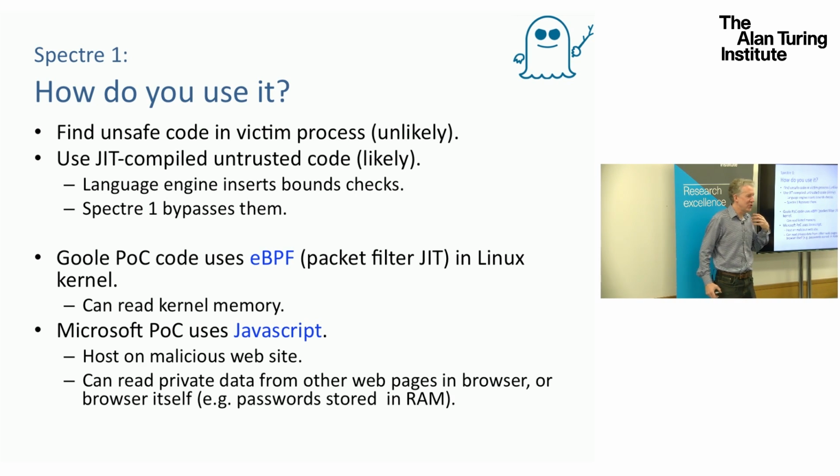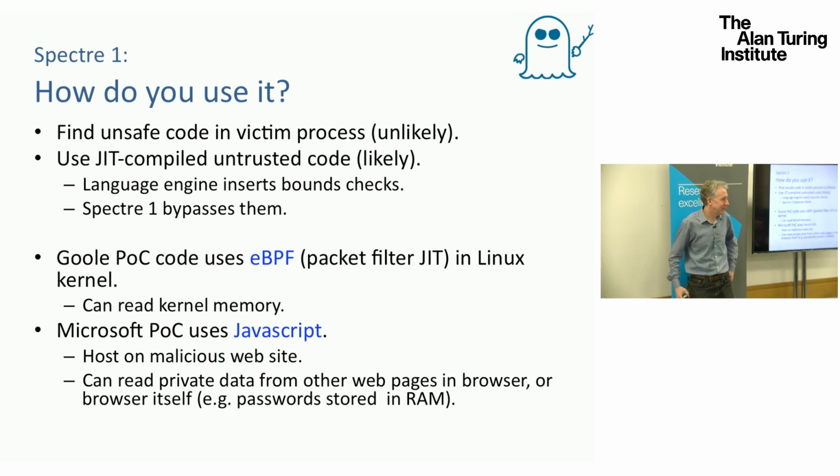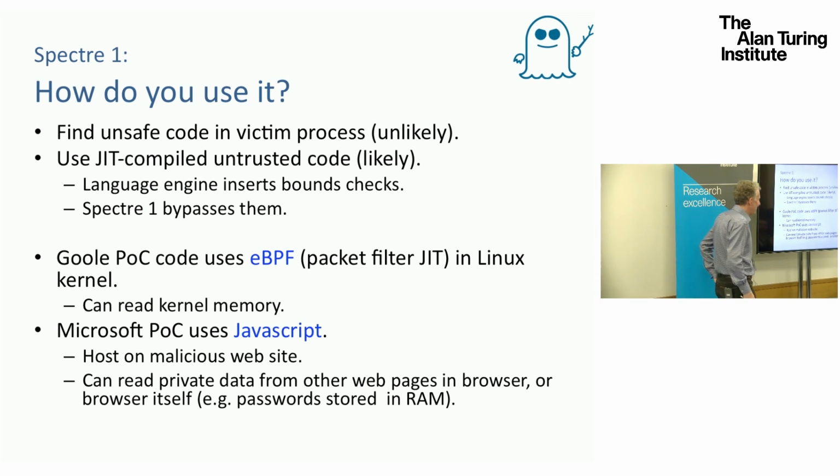The more likely one is you use just-in-time compiled code. So the language engine inserts bounds checks. For example, JavaScript inserts bounds checks so that your untrusted JavaScript that you get every time you load an ad from a web page or whatever, we try and sandbox that so it can't read your bank details from the other tab. Spectre just lets you bypass them, walk straight past those bounds checks. The Google proof of concept code for this uses a thing called eBPF, which is a kernel packet filter just-in-time compiler that's in the operating system in Linux that lets you compile up little bits of code to hook certain packets that match certain filters and pass them up to your code.